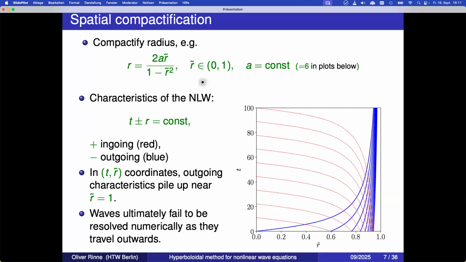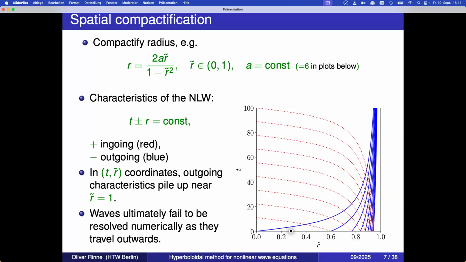So then I want to look at the characteristics of the wave equations. They are the same for the nonlinear and for the linear wave equation. They are just the curves t plus or minus r equals constant. For plus, you have ingoing characteristics, which are shown in red here in the plot. And for minus, you have outgoing characteristics here in blue. Now I plot these characteristics with respect to r tilde, so this compactified coordinate.